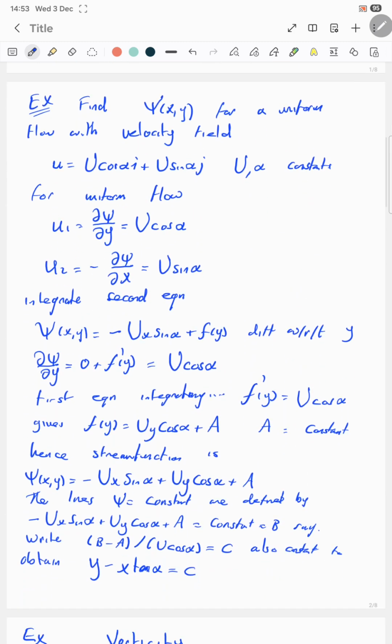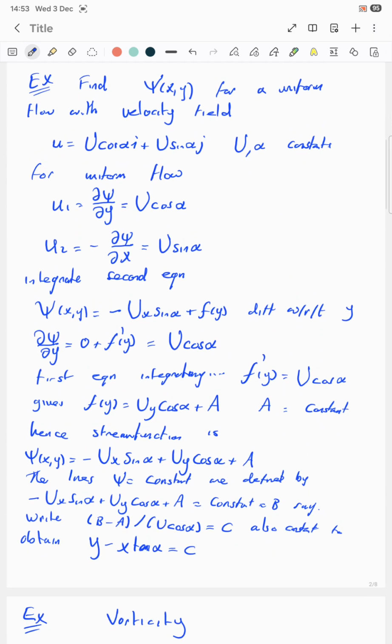Now here's an example. We find the stream function for a uniform flow with a velocity field of u equals uppercase U cosine alpha i plus U sine alpha j, where we're dealing with polar coordinates this time around. Now U and alpha are constants for the uniform flow. U1 equals our derivative of the function with respect to y, which equals U cos alpha, and likewise for U2 here we get U sine alpha.